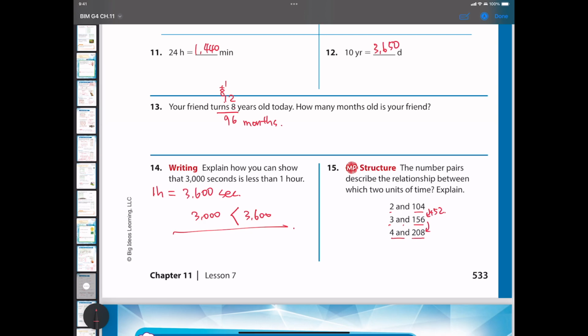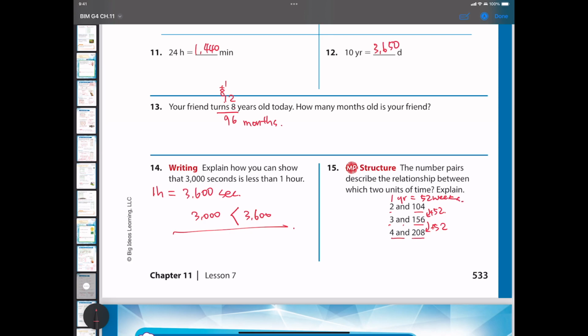We just add, right? 6 plus 2 makes 8, and 5 plus 5 is 10, so carry up. Okay, so 52. Oh, makes sense, because you know what? 1 year is equal to what? 52 weeks. Do you remember? 1 year is equal to 52 weeks.